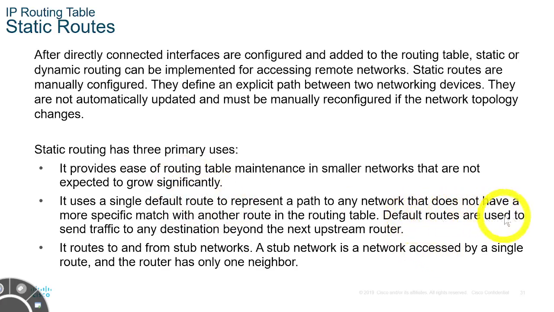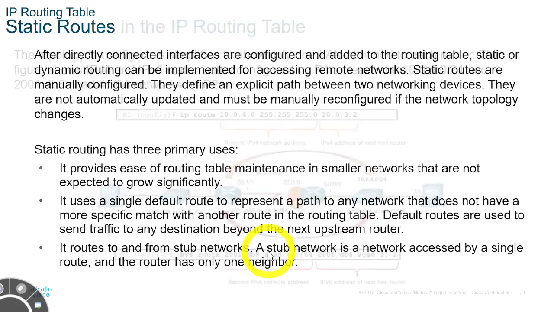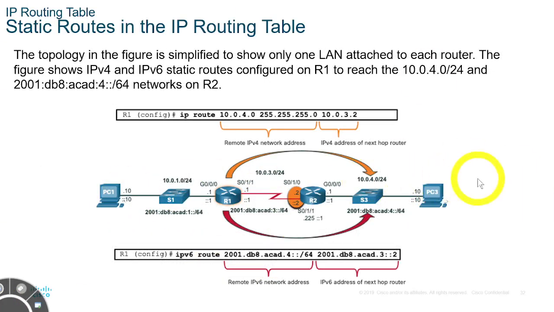So default routes are used to send traffic to any destination beyond the next upstream router. Also, it routes to and from stub networks. So what's a stub network? Default routes can be used with stub networks. A stub network is a network accessed by a single route, and the router has only one neighbor. Single route and one neighbor. This is a stub network.